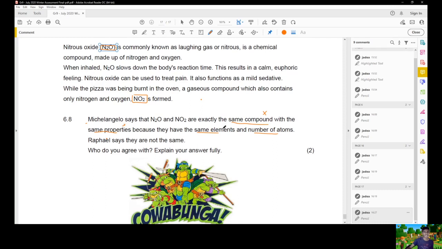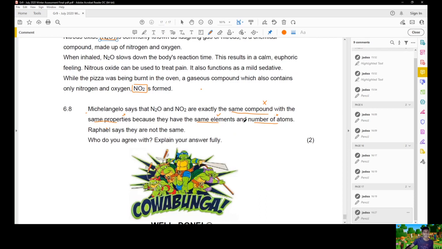Do they have the same elements? Yes, they do. Do they have the same number of atoms? Well, in total, they both do have 3 atoms, but not the same number of each element. N2O has 2 nitrogen atoms, and NO2 only has 1. So that is criticizing the statement.